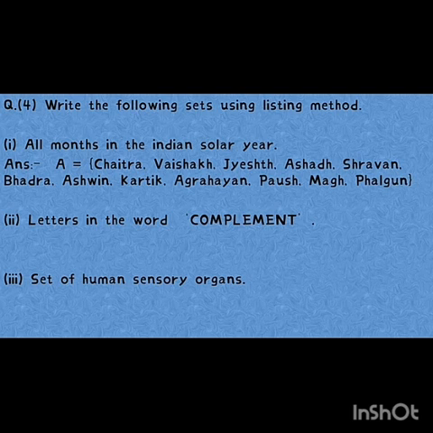Now question number 2 is, letters in the word complement. Here we have to write the letters in the word complement. So answer will be, X is equal to, in curly bracket, C, O, M, P, L, E, N, T, curly bracket completed. We have to write all the elements only once.